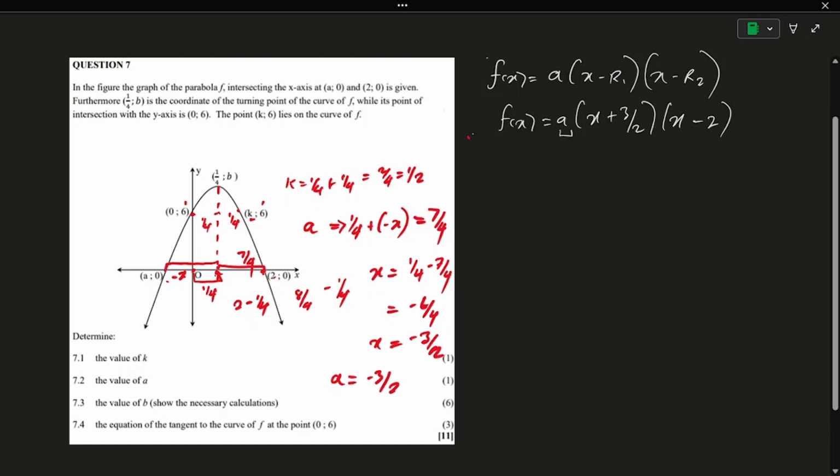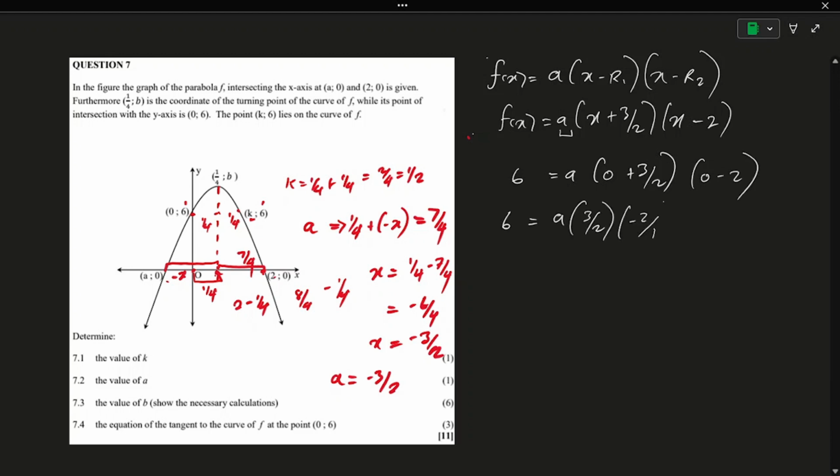So to find a, we're going to take any point that is on the graph. So I prefer that we take 0 and 6. So in other words, our y is 6 and our x is 0. So 3 over 2, 0, minus 2. This is just going to be a 3 over 2 minus 2 over 1. 2 and 2 will cancel out, but the minus will multiply to 3. So in other words, this is the same as 6 being equal to minus 3a.